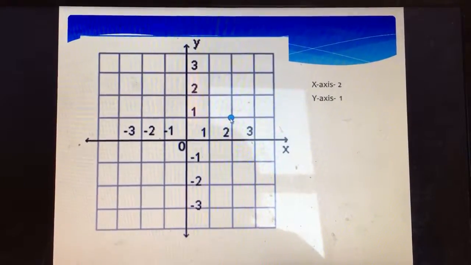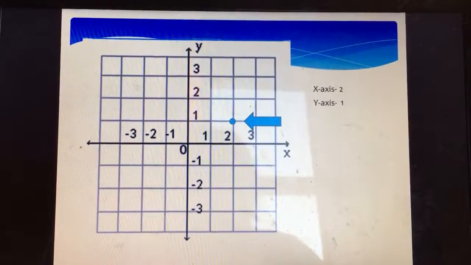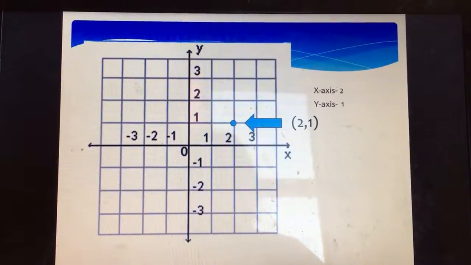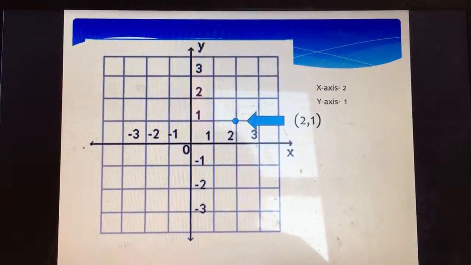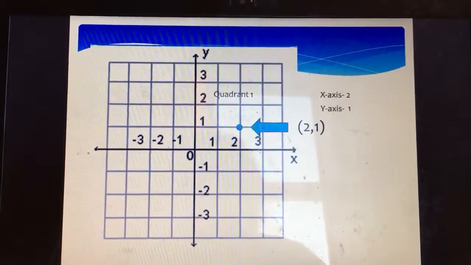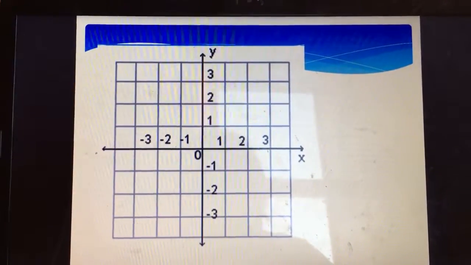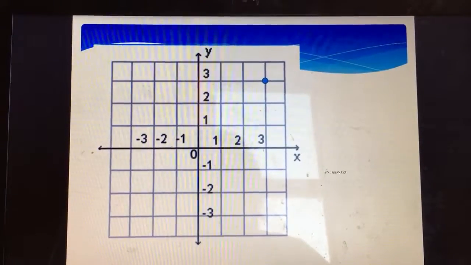So the coordinate for this point would be 2, 1, because our x-axis is listed first and then our y-axis. So let's try another one. As we said, it was in quadrant 1. So let's look at this point here.